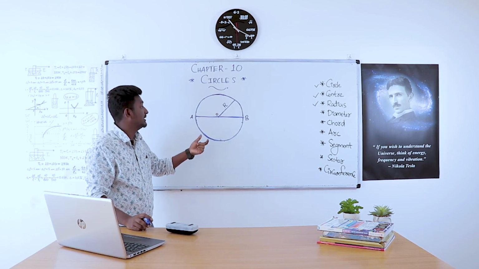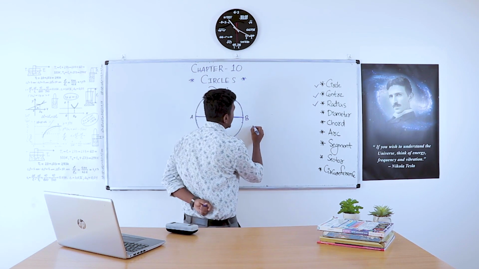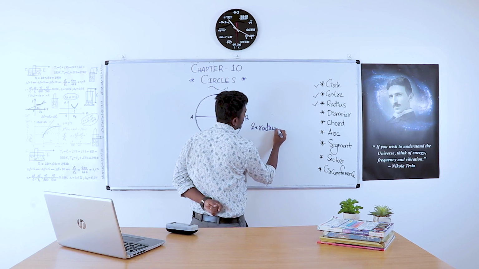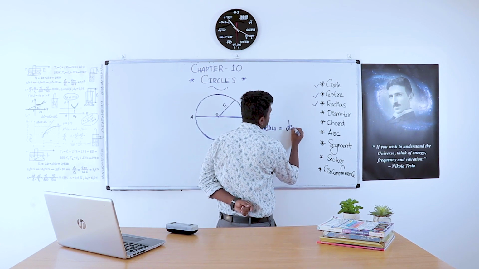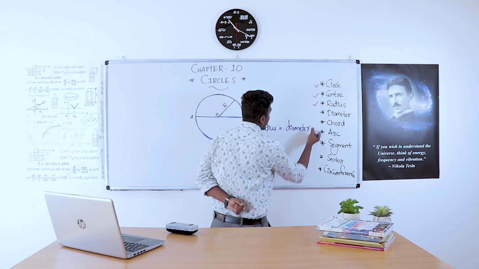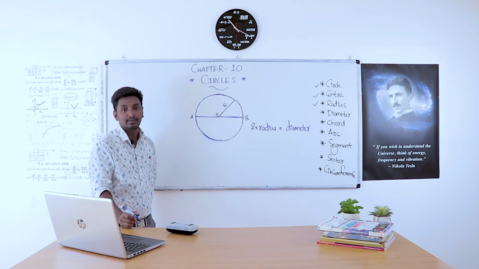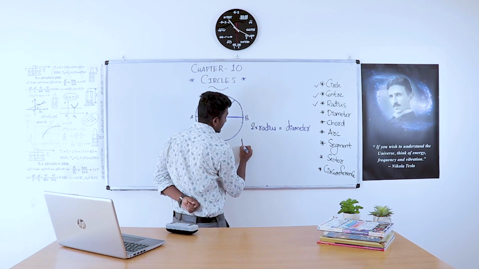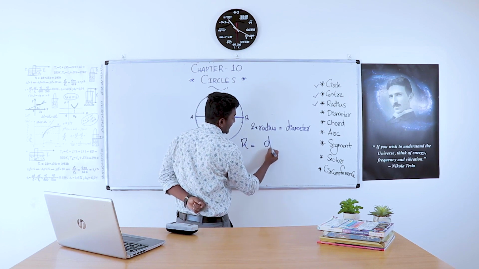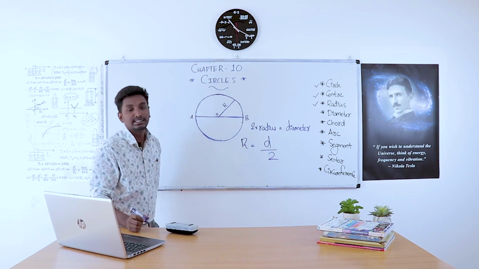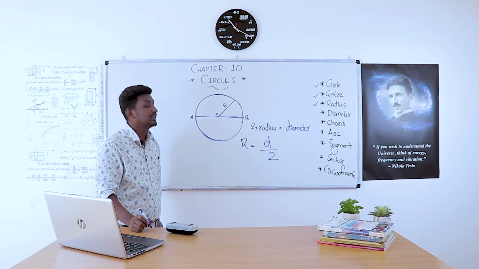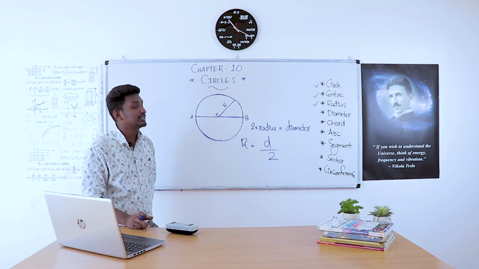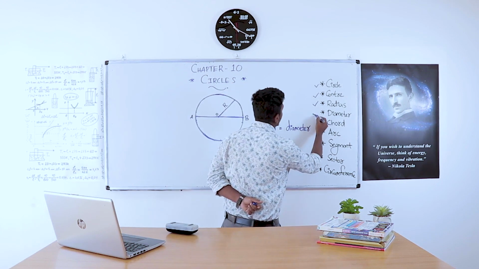And we have a relation between radius and diameter: 2 into radius is the diameter of the circle. That means always double the radius gives the diameter, or half of the diameter is the radius of the circle, or otherwise we can say that radius R is equal to diameter divided by 2. This is the relation between radius and diameter. That's what a diameter is called.